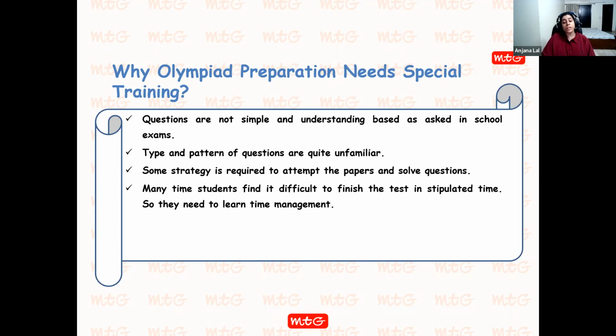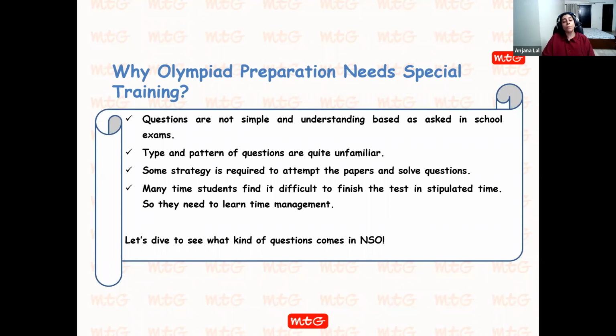Many times students find it difficult to finish the test in the stipulated time, so they need to learn time management. The best thing about Olympiad preparation is that it motivates the child to perform within the stipulated time period. It teaches them time management, and everyday practice teaches them discipline.